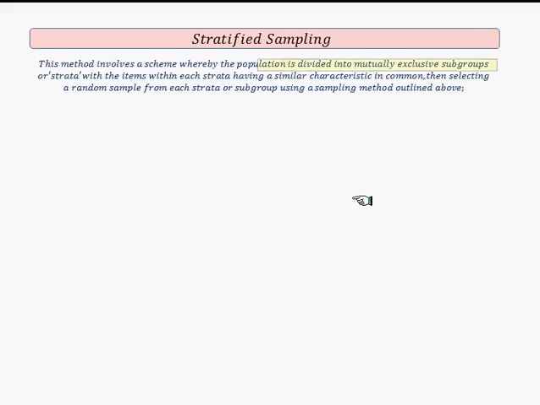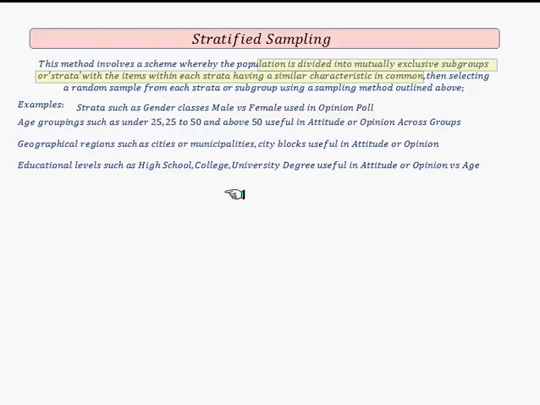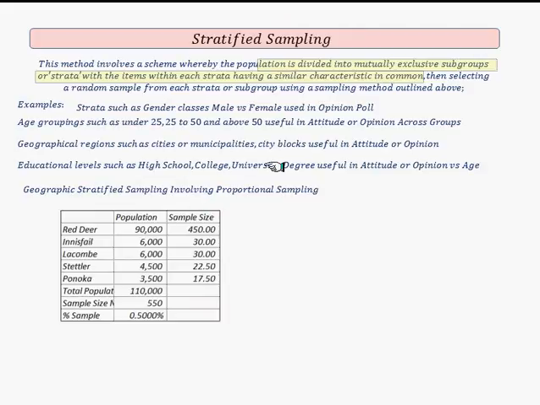The fourth one is called stratified sampling. The population is divided into mutually exclusive subgroups, ideally all of the same size, and we have what are called strata. An example is strata might be gender, male, female, age groupings under 25, 25 to 50, above 50, and we're interested here in the attitude of the various individuals in the groups to see if there's a pattern here. Other strata are geographical regions and educational levels. In particular, we want to see if the education level is a factor of an attitude or an opinion.